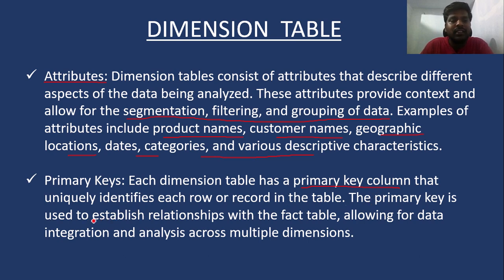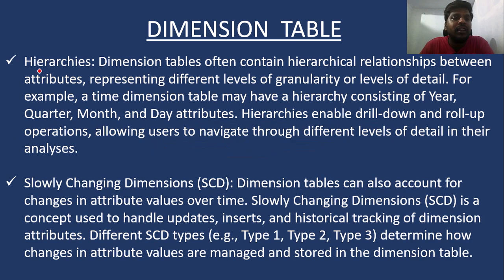The primary key is used to establish relationships with the fact table, allowing for data integration and analysis across multiple dimensions. Moving further, a dimension table consists of hierarchies, which enable them to represent different levels of granularity. For example, a time dimension may have the hierarchy of year, quarter, month, and day attributes. Hierarchies enable drill down and roll up operations, which allow users to navigate through different levels of detail in their analysis.